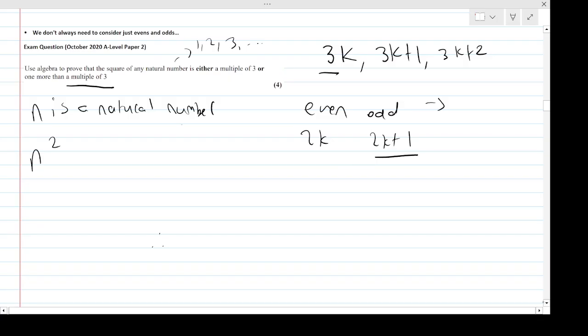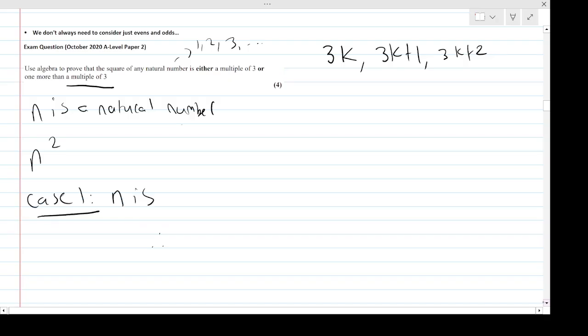So now we're going to look at the 3 times table instead, because the 2 times table isn't helping us. So multiples of 3, 3k, or 1 more or 2 more. Let's consider that then. So we have 3 cases. Firstly, again, the easy case: n is a multiple of 3. Then that means n can be written in the form 3k, where k is an integer.